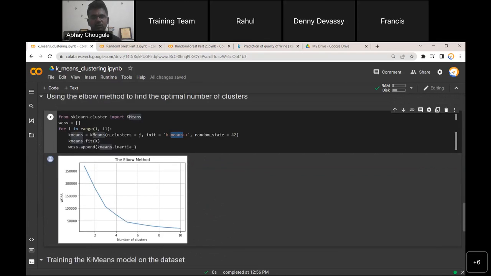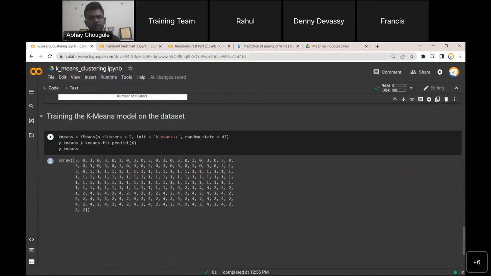It's not necessary to do this one. If you are able to pass and understand the k-means clustering, then you can choose what kind of value k is. K equals 5 I can pass, or 7, it depends on you. Then kmeans equals KMeans, with n_clusters equals 5, and initialize the method of k-means. That's it. You can train it with kmeans.fit on x data, because x data we have taken, and then you can print this.